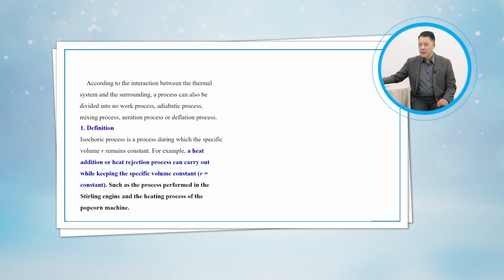Let's talk about the definition of the isochoric process. An isochoric process is a process during which the specific volume v remains constant. For example, a heat addition or heat rejection process can be carried out while keeping the specific volume constant, such as the process performed in the Stirling engine and the heating process of the popcorn machine.